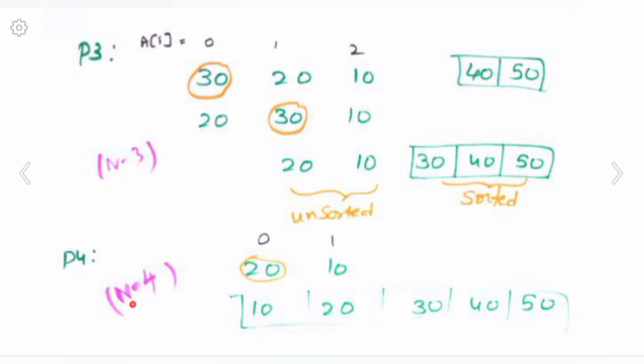So next, in the pass 4, we are going to compare the 2 elements only, 20 and 10. So 20 is greater than 10, so swap these elements. Now we get 10, 20, 30, 40 and 50, which is a sorted array of elements.